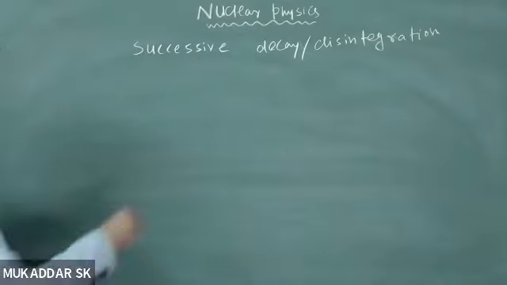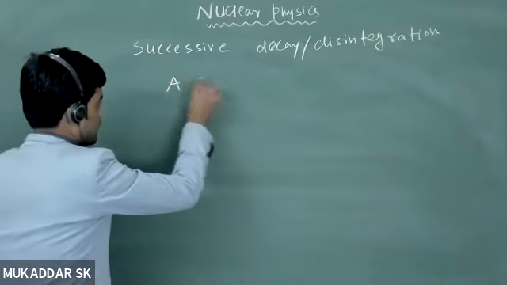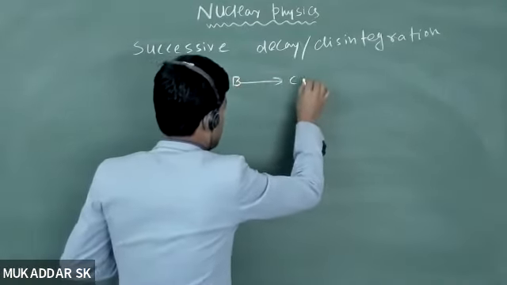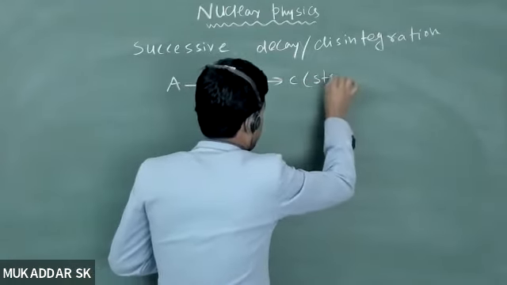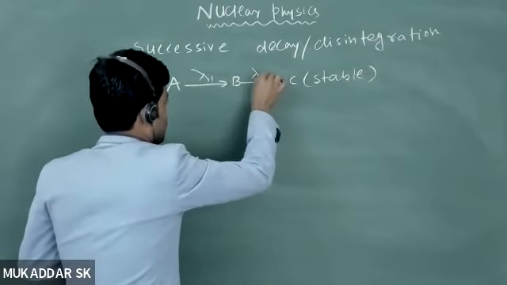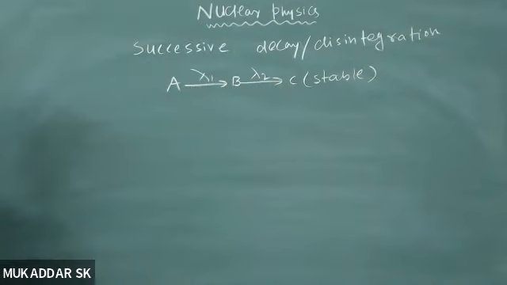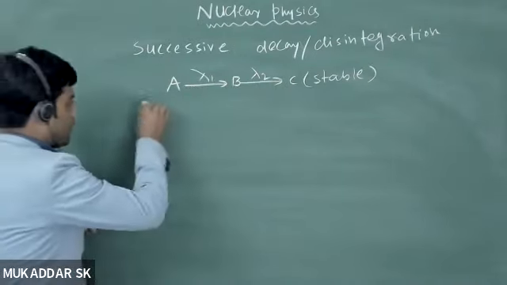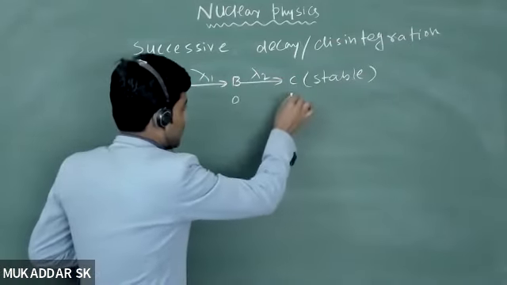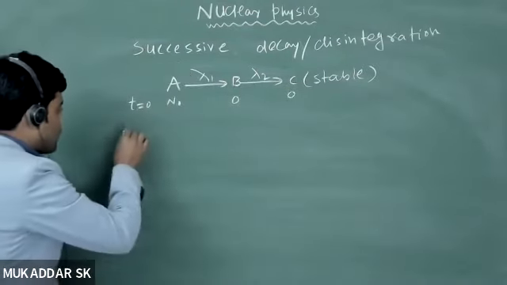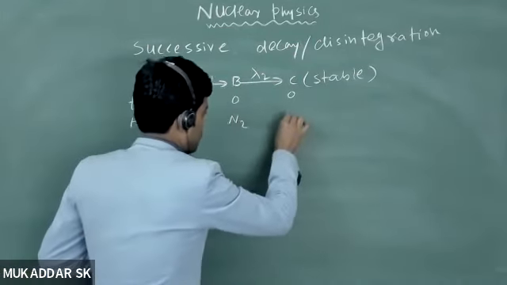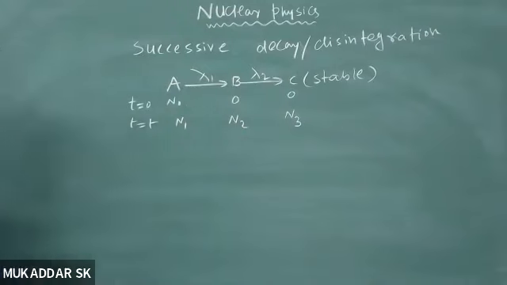Okay, so I have a nucleus A decaying to B, and B is further decaying to C, and we have assumed that C is stable, right? There's a decay constant lambda 1 and lambda 2. Initially, at t equals 0, there were N naught nuclei of A, 0 nuclei of B, and 0 nuclei of C, and at time t equals t, it was N1, N2, N3, right?